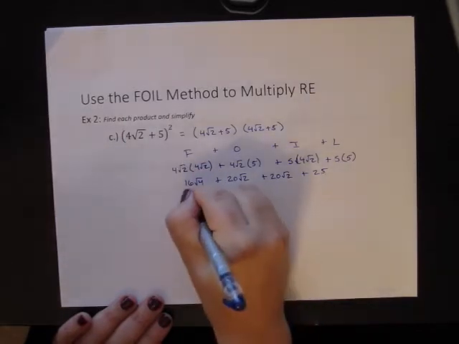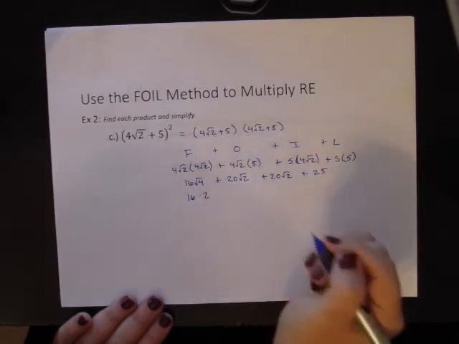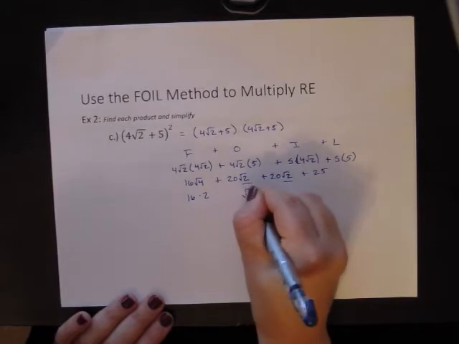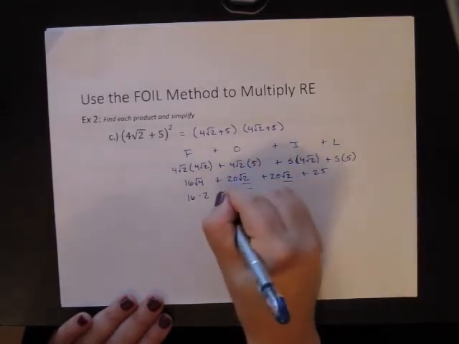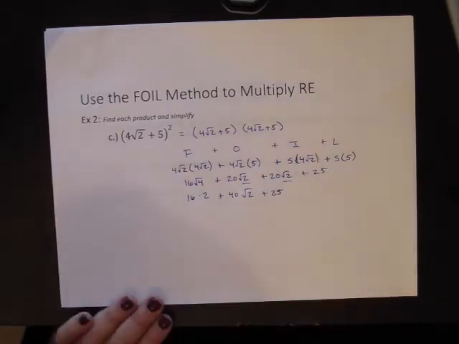Let's clean it up a little bit more. So we've got 16, and the square root of 4 is going to be 2. So 16 times 2. We're going to combine our like terms. So we get the square root of 2, and then 20 plus 20 is going to be plus 40, plus 25.